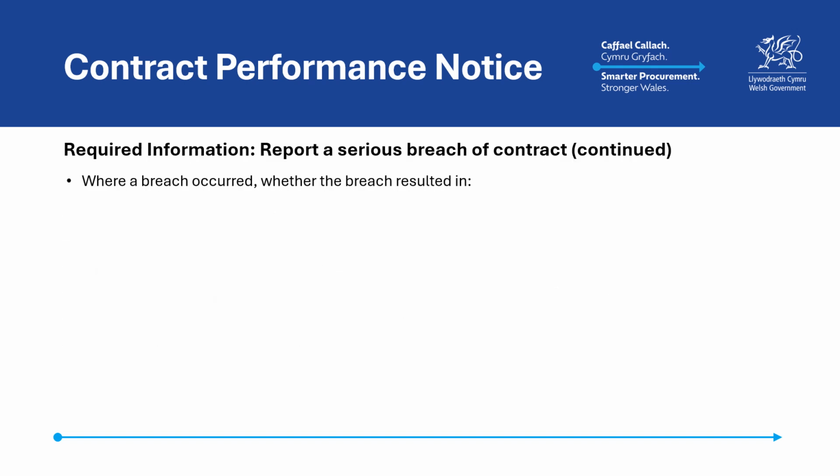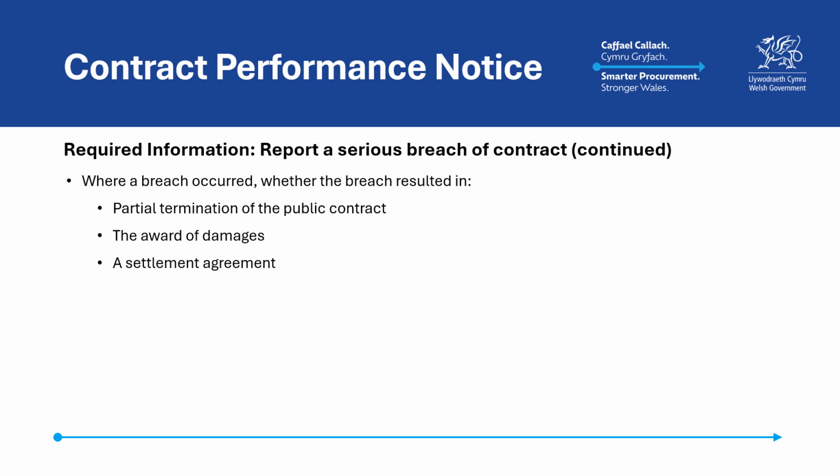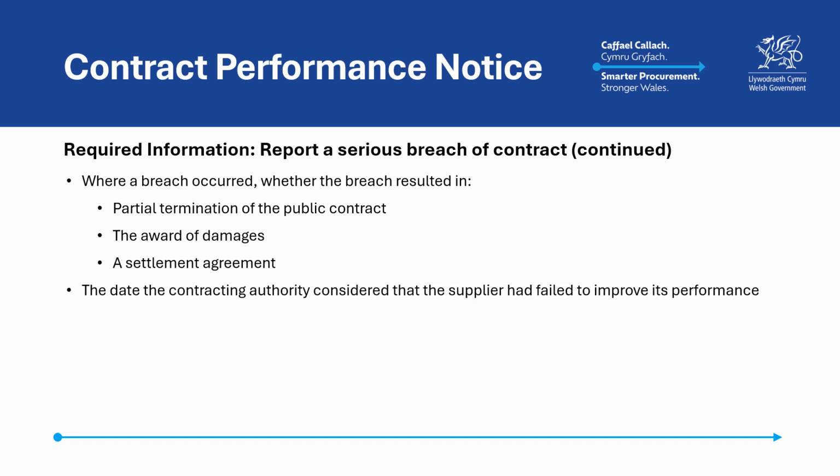Where a breach occurred, whether the breach resulted in partial termination of the public contract, the award of damages, or a settlement agreement between the supplier and the contracting authority. Where the supplier is considered not to be performing the contract to the contracting authority's satisfaction, the date when the contracting authority considered that the supplier had failed to improve its performance.